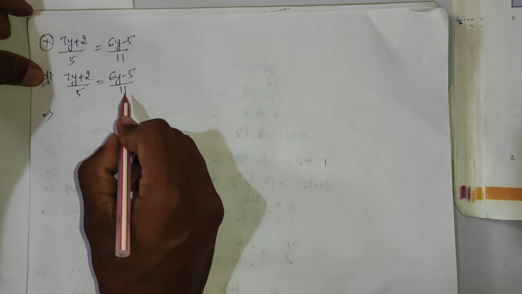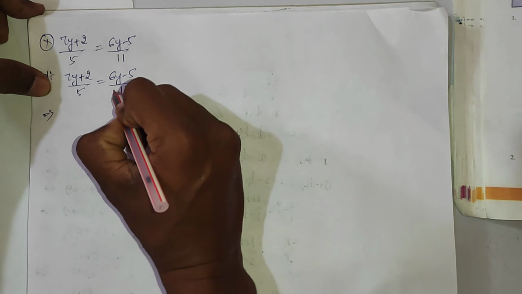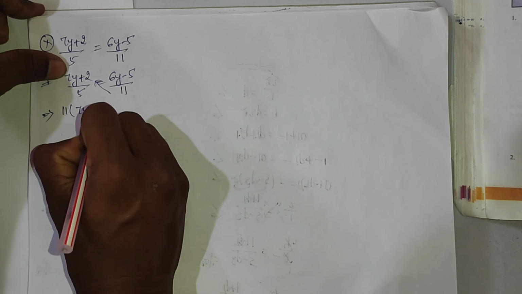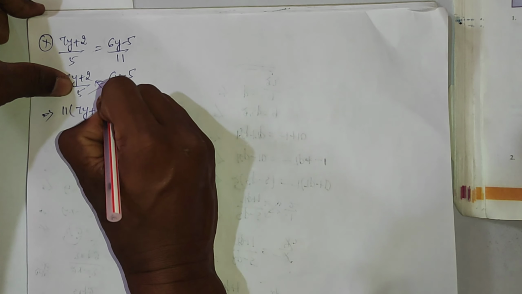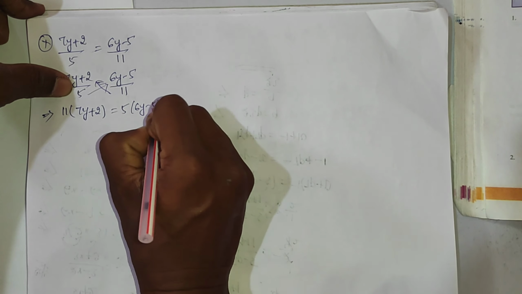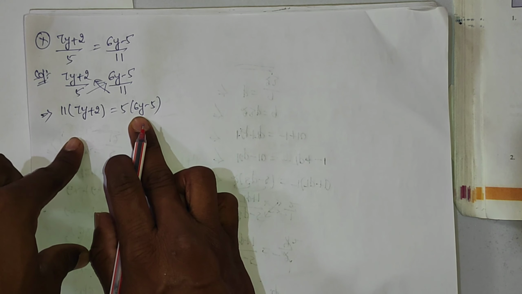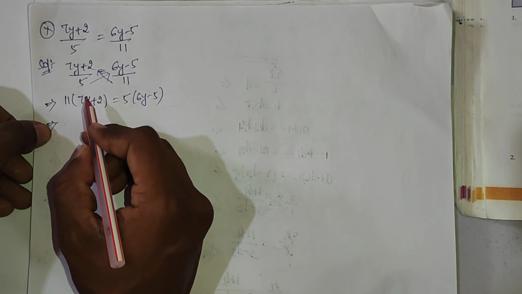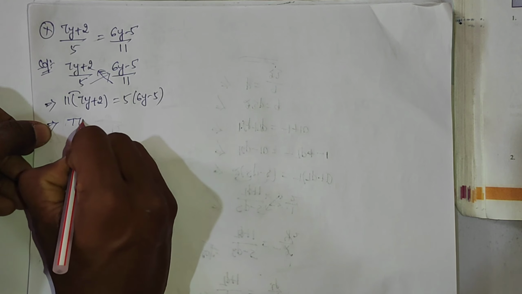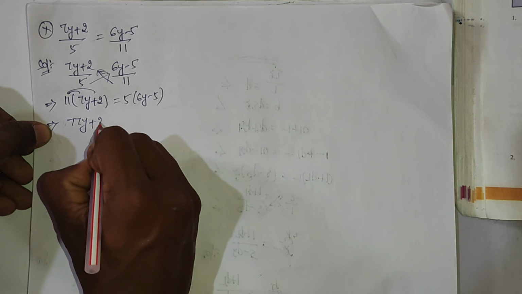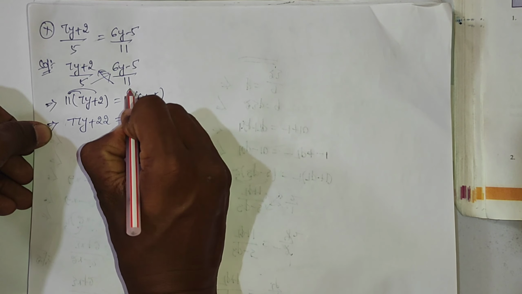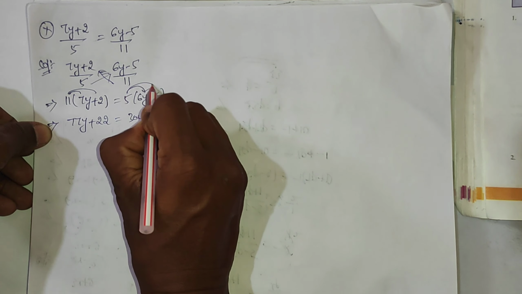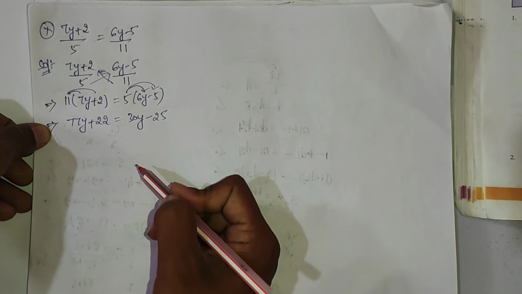Right? Now, we will simply do the cross multiplication. Nothing but 11 into, what is the numerator here? 7y plus 2 is equal to 5 into, what is the numerator here? 6y minus 5. How did we get this? By doing a cross multiplication. This implies, now to remove the brackets, again we use the distributive property. 11 7s are 77y plus 11 2s are 22 is equal to, again here also, 5 6s are 30y minus 5 5s are 25. Simply we removed the brackets.